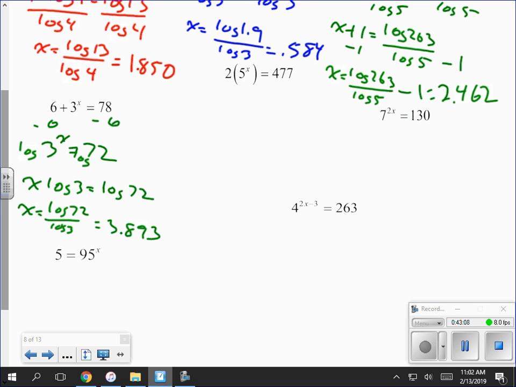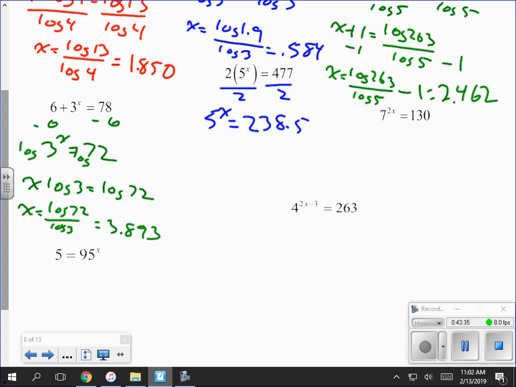Okay, what's the next one on this? What's my first step on the next one? Divide both sides by 2. 5x equals 238.5. Is that right? Yes. Yeah, we do want to have a decimal for that.